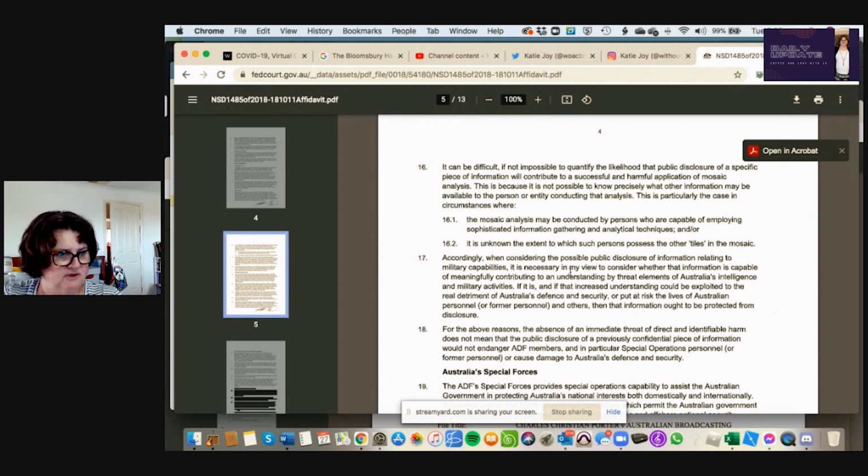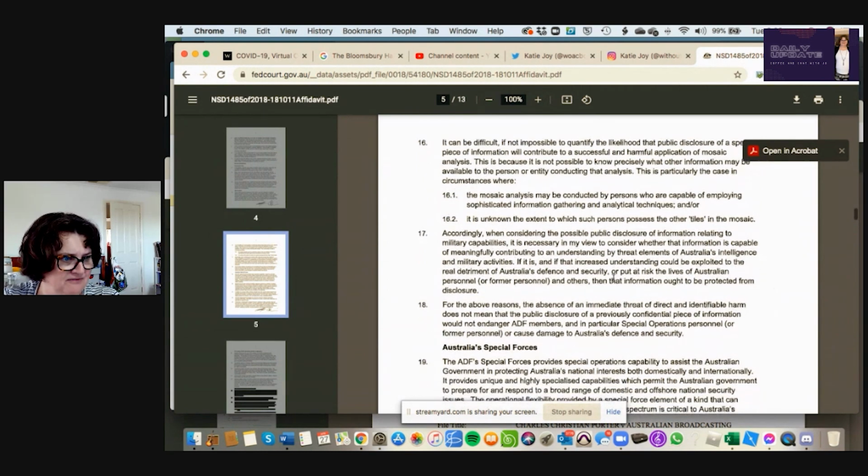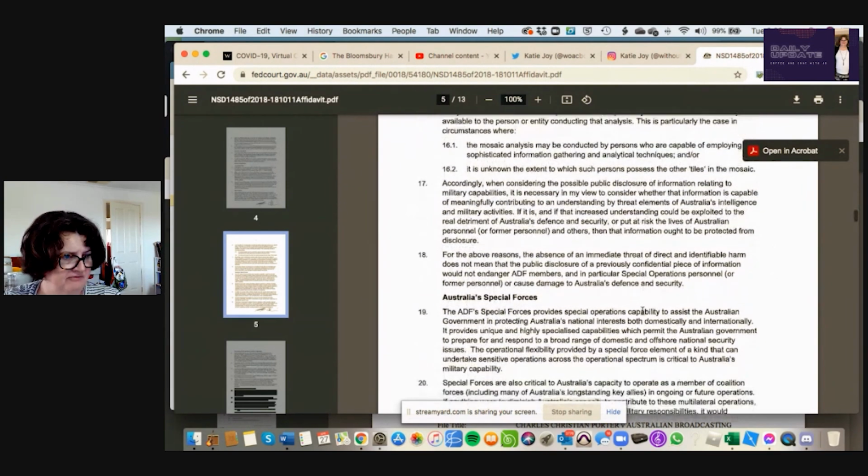Accordingly, when considering the possible public disclosure of information relating to military capabilities, it is necessary, in my view, to consider whether that information is capable of meaningfully contributing to an understanding by threat elements of Australia's intelligence and military activities. If it is, and if that increased understanding could be exploited to the real detriment of Australia's defence and security, or put at risk the lives of Australian personnel or former personnel and others, then that information ought to be protected from disclosure.